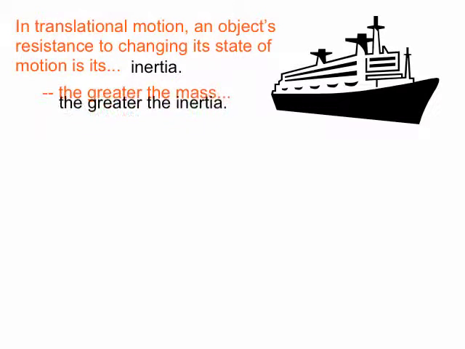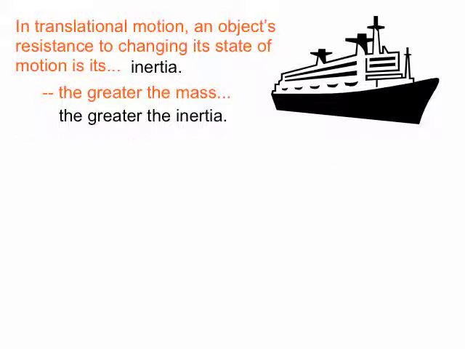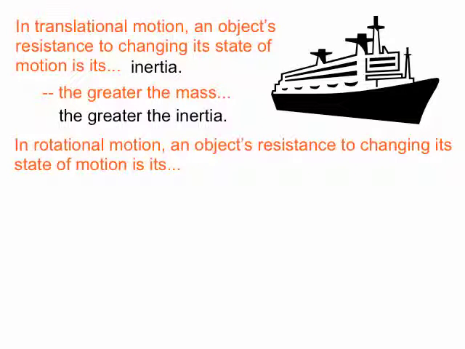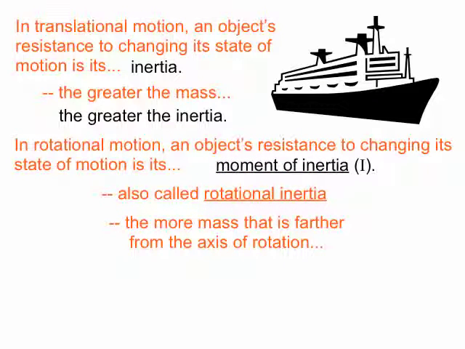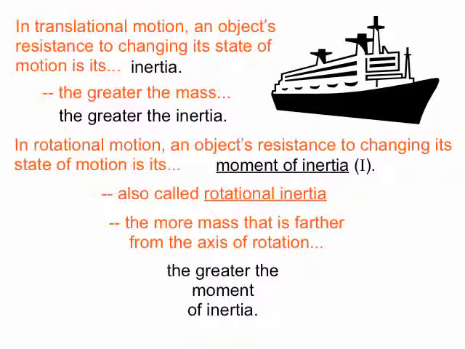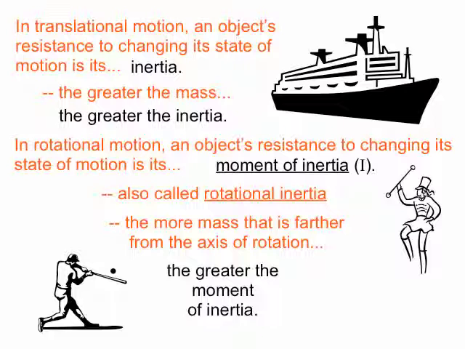The greater the mass, the greater the inertia. Okay. In rotational motion, an object's resistance to change is called its moment of inertia, which is a capital I. Also called rotational inertia, the more mass that is farther from the axis of rotation, the greater the moment of inertia. Okay, both of these deal with rotational inertia and the moment of inertia.